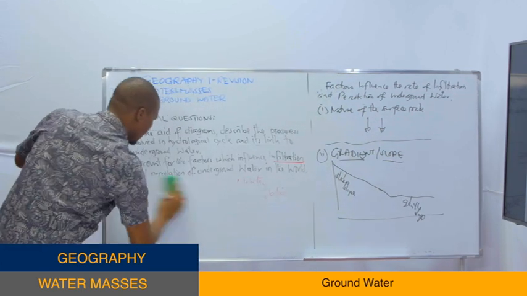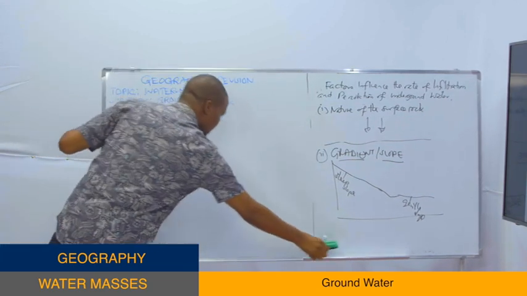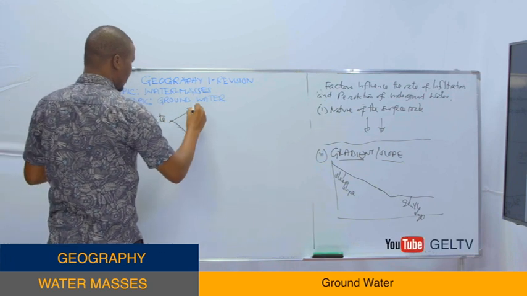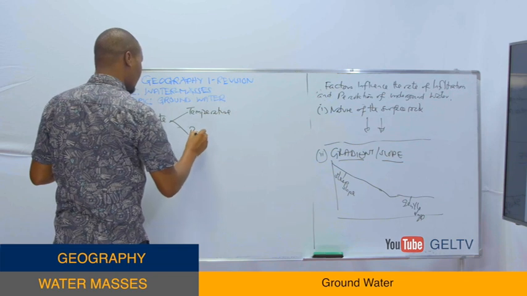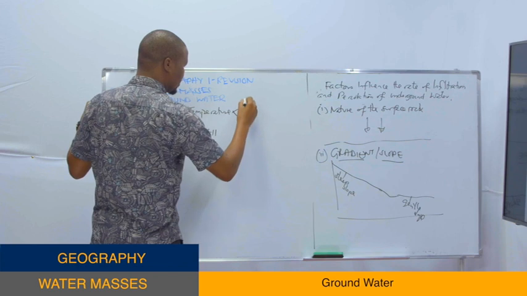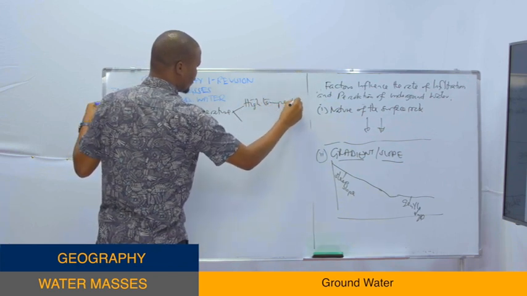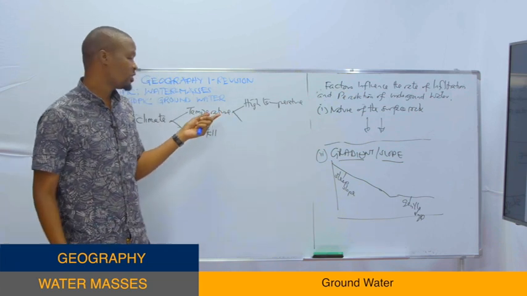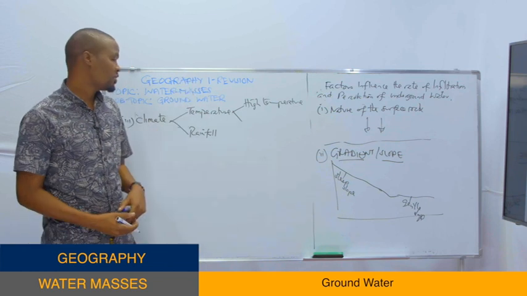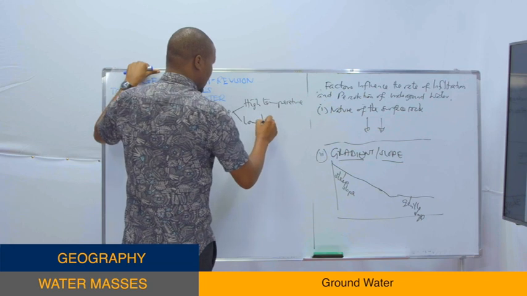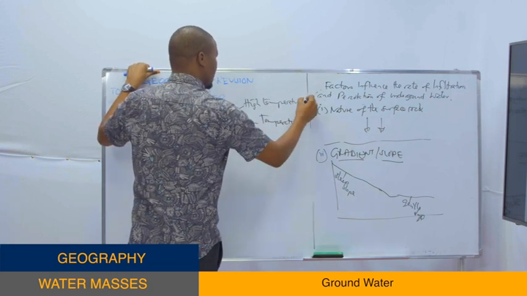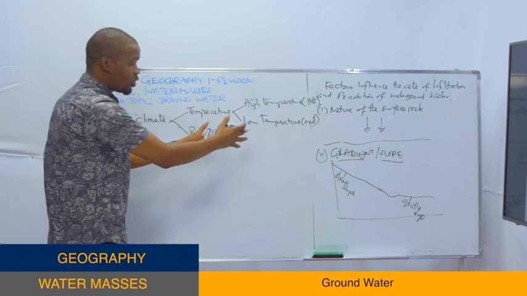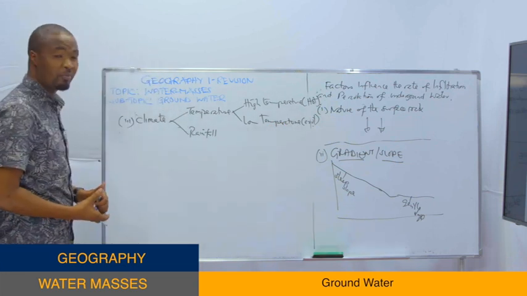Then from there, we have another factor known as climate. So let us talk in terms of temperature and rainfall. You see? Areas of high temperature, in terms of hot, it means there will be little amount of water underground. Why? Because there will be a high rate of evaporation or transpiration. Then most of the water which is underground will be taken into the atmosphere. But we expect areas of low temperature, it means cold or cool areas. Here we're talking about the hot areas. Here we are talking about the cool areas. Most of the cool areas we expect to have a high amount of water underground. Why? Because at this point there will be little evaporation and transpiration rate.